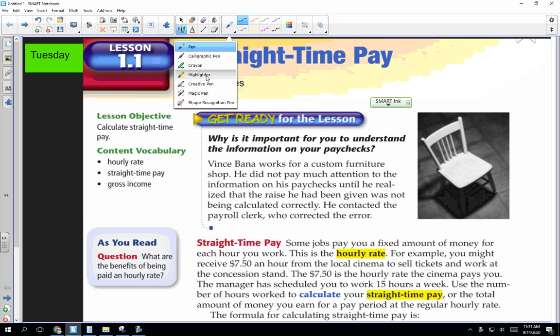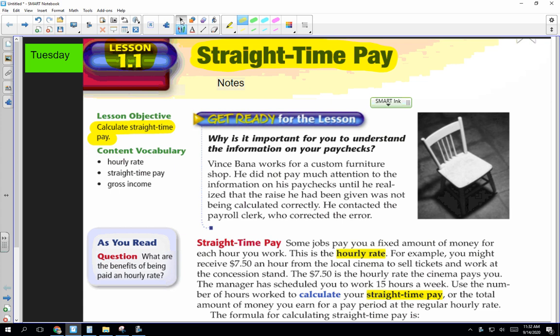Today we're going to talk about Chapter 1, Lesson 1, which is called Straight Time Pay. This is just your basic way to calculate what you're getting paid when you get paid hourly. So our lesson objective is to calculate straight time pay. Go ahead and fill that in.